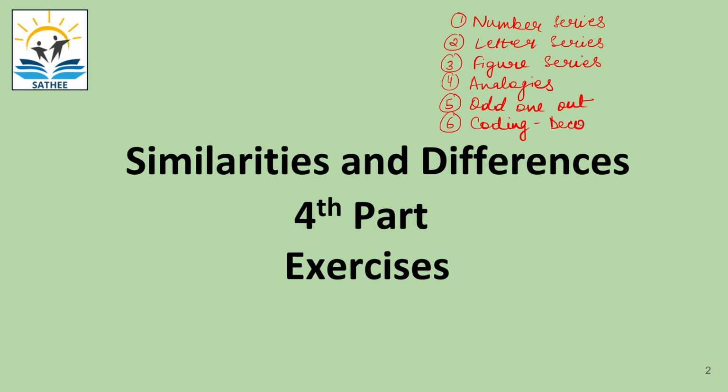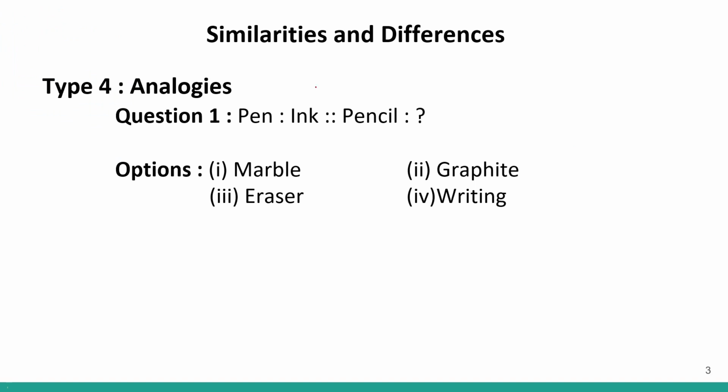So these are the types of questions that can be asked in similarities and differences. The first 3 types we covered in the previous lecture. In today's lecture, we will cover the remaining 3, which are analogies, odd one out, and coding, decoding. So let us start with type 4, which is analogies.